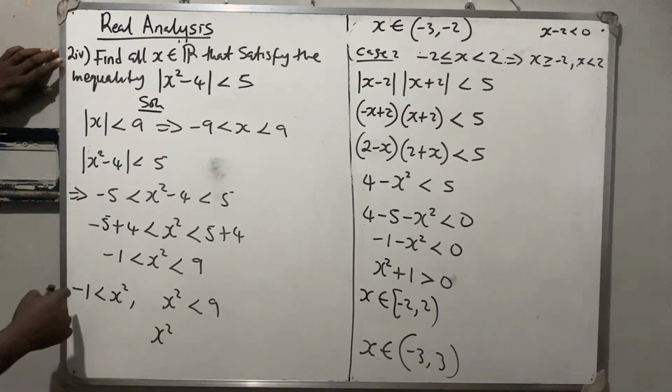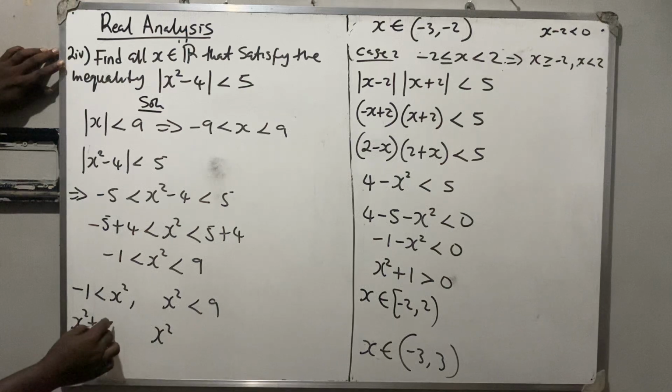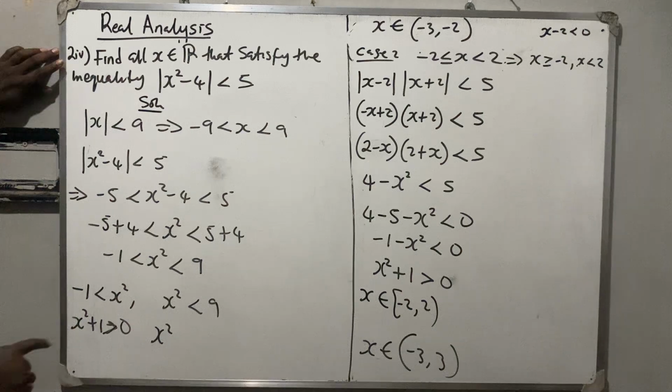If this one comes here, we're going to have that x squared plus 1 is greater than 0. Sorry, it's greater than 0. So x squared plus 1 is greater than 0. So this covers all the real numbers.